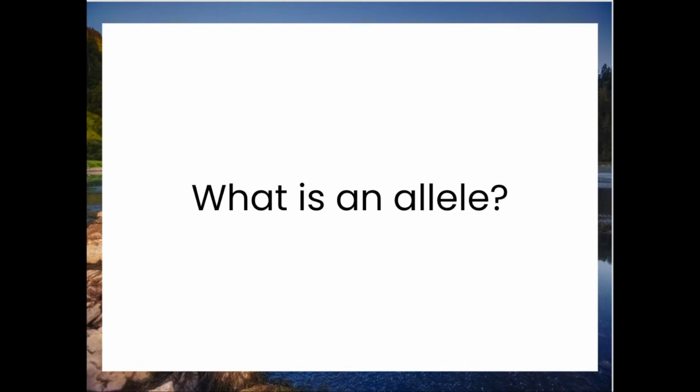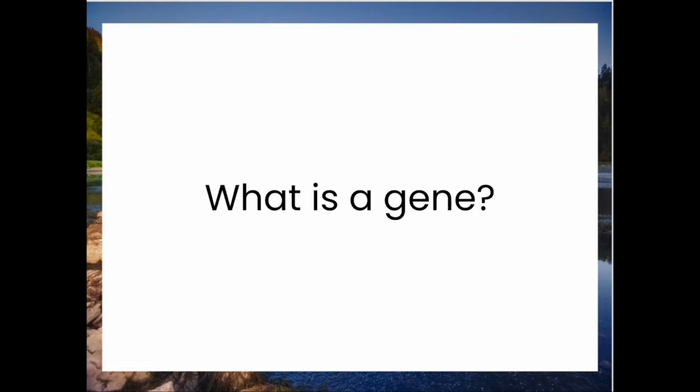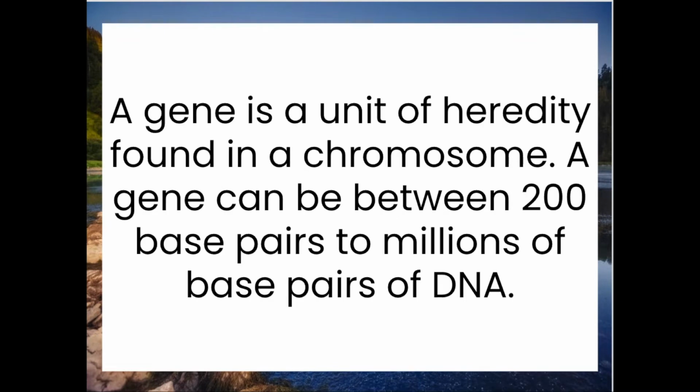What is an allele? An allele is one form of a gene. What is a gene? A gene is a unit of heredity found in a chromosome. A gene can be between 200 base pairs to millions of base pairs of DNA.